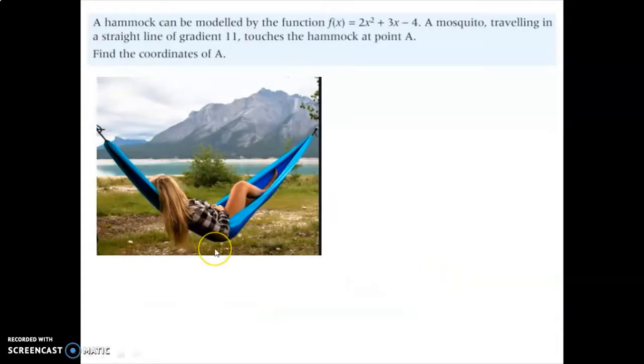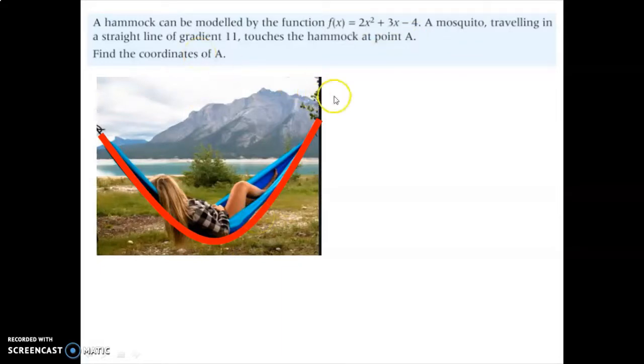Okay, let's look at another one. This is kind of a funny problem, I have to say, but let's see if we can figure it out. It says there's a hammock, and it can be modeled by this function. Notice that this is a parabola, and a hammock has this shape of a parabola. So we basically have a function that models this hammock here, and there's that parabola. Now a mosquito is traveling in a straight line of gradient 11. So imagine there's a mosquito flying by and it has a gradient of 11. Well, that means it's flying very steeply like this. It touches the hammock at point A, so it touches the hammock at only one point. Find the coordinates of that point.